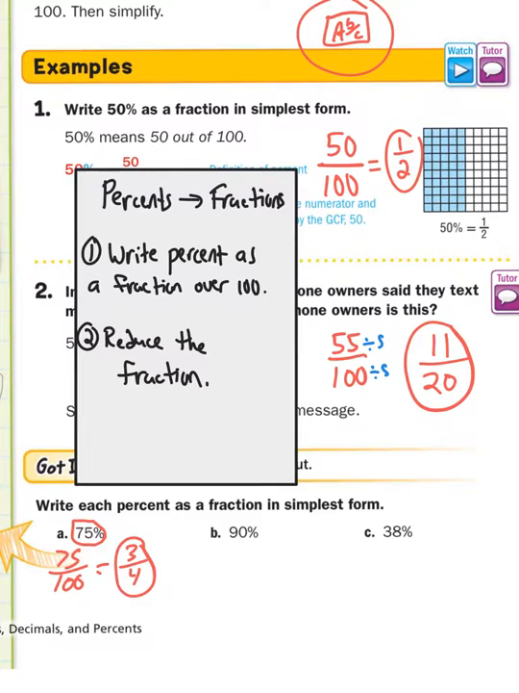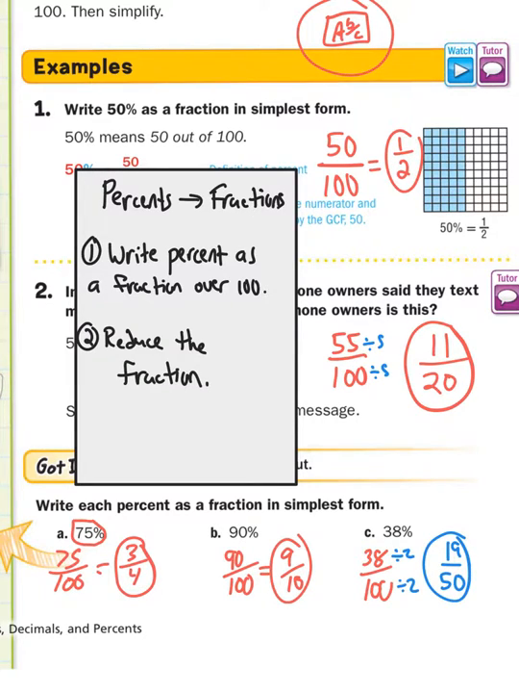That's it. In B, you start by writing 90% as 90 over 100. And then it reduces to 9/10. And in C, you start by writing 38 over 100. Now let's pretend you didn't use a calculator on this one. I'm going to reduce this one without a calculator. Both of these, because they're even numbers, divide by 2. And if you do 38 divided by 2, you get 19, and 100 divided by 2 is 50. Okay, so you have 19/50ths.